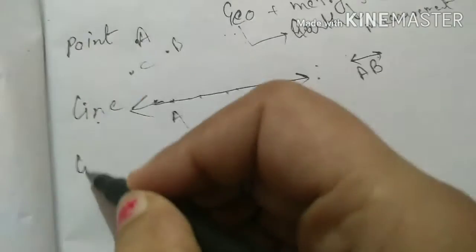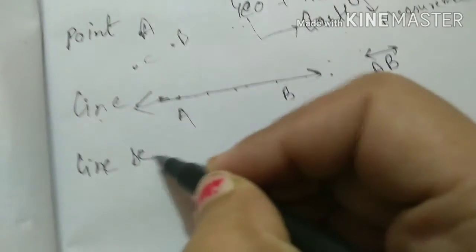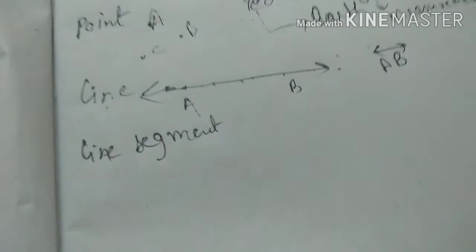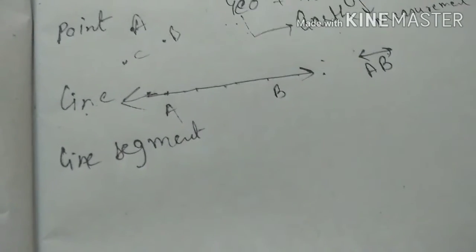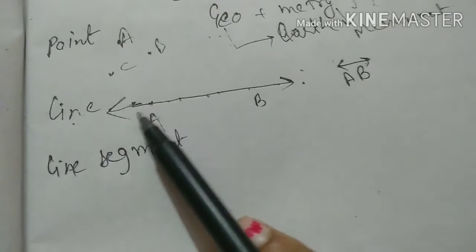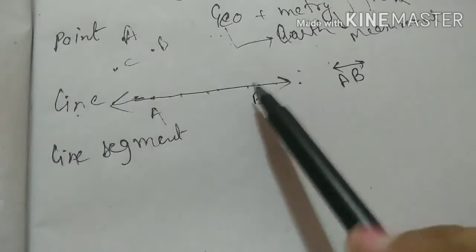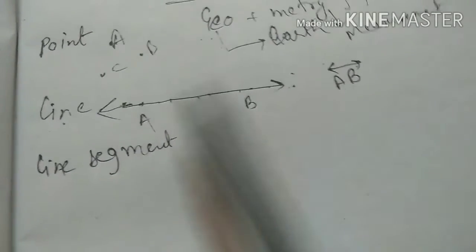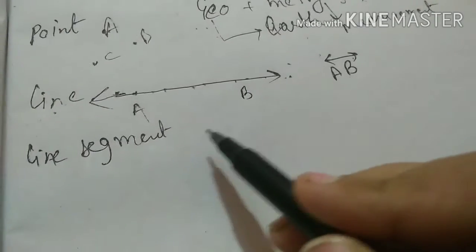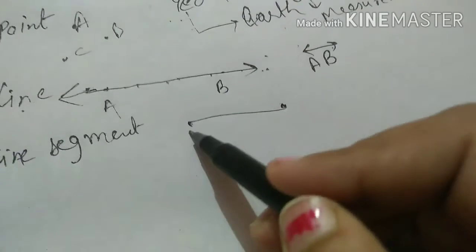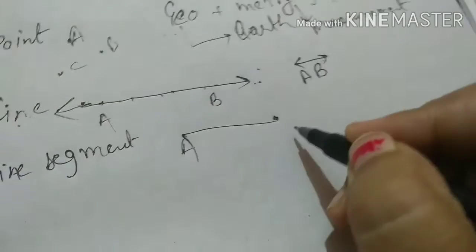If we talk about the line segment, a line segment is a part of a line which has a definite length. A line does not have any definite length. It can be extended to any length from both sides. But a line segment has a fixed length, with a starting and an ending point. So we can represent it like this.